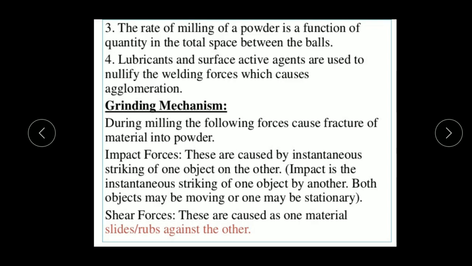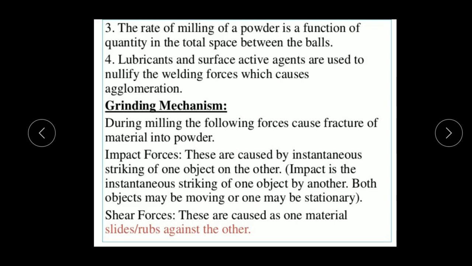Now we will discuss the grinding mechanism. During milling, the following forces cause a fracture of material into powder. Number one, the impact force. These are caused by the instantaneous striking of one object on the other, which means the impact is the instantaneous striking of one object by another. Both objects may be moving or one may be stationary.